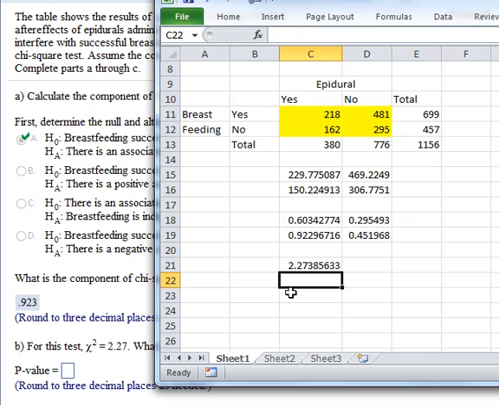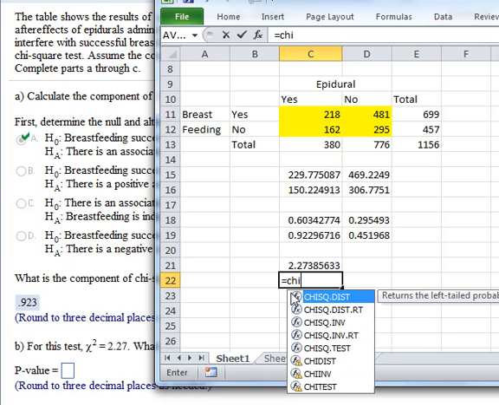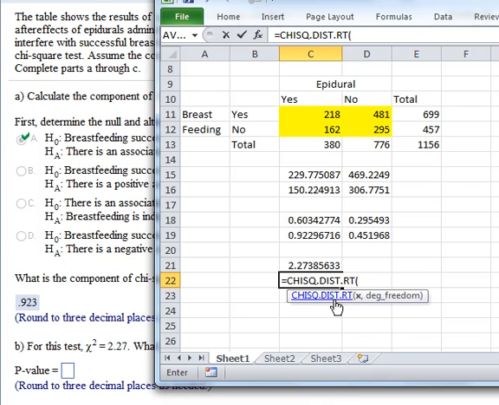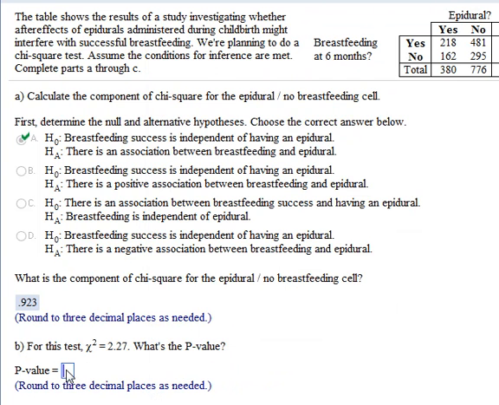Now to get the p-value, what do you do? Well, you do equals, and then start typing chi, and it's the chi-squared distribution right tail, and x is the value that you get, so 2.27 if you want to use the number they have, comma, the degrees of freedom is the number of rows, which is 2 rows minus 1, times the number of columns, 2 columns minus 1, so that's 1 times 1. So the degrees of freedom here is only 1. And there's your p-value, 0.132 to 3 decimal places.